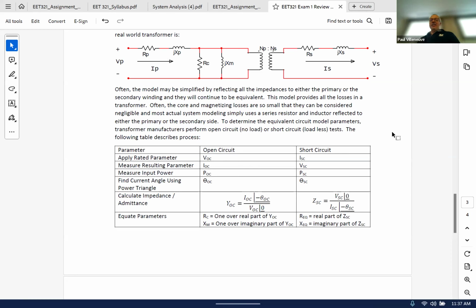And I really like this table. If you look at it, you might think it's really clever, or you might think it's really stupid. But I kind of put everything you need to do in order of how you'd actually do it. So I told you apply the rated parameter, VOC, ISC. And when we looked at that data sheet, we saw apply VOC on the lower voltage winding, because you can find a lower voltage power supply generally easier than a higher voltage one.